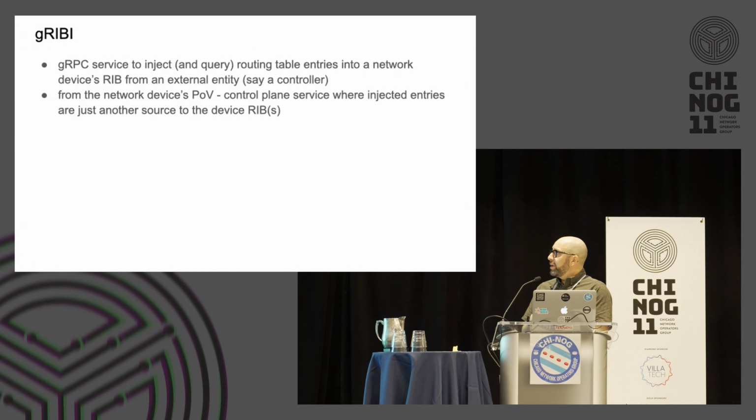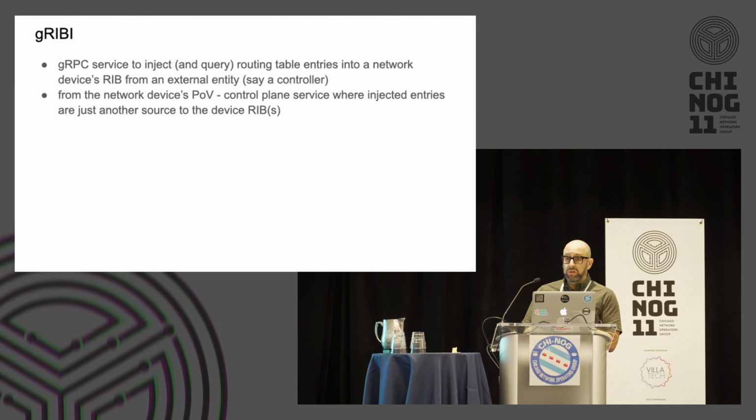Which brings me to Gribby. Gribby, the G is for gRPC, the RIB is for routing information base, and I is for interface. And this is a gRPC service that allows us to effectively do three things. One, we can program routes, we can create logical forwarding structures inside of the system, and we can interrogate the device to see, like, did you do what I asked you to do? From the switch or router's perspective, this is just another control plane service. It manifests itself largely like another routing protocol.